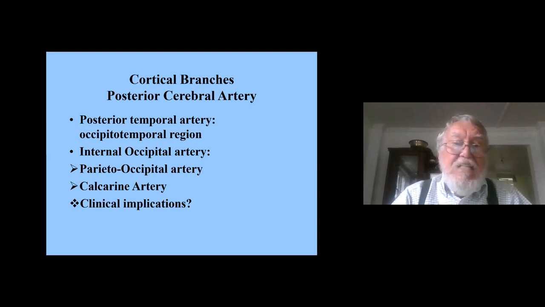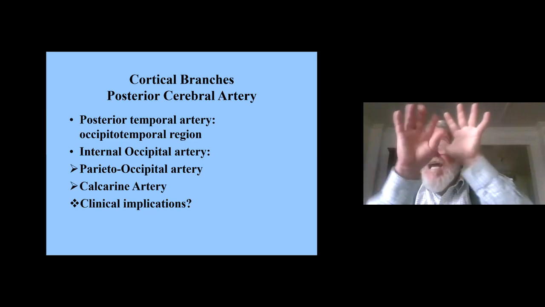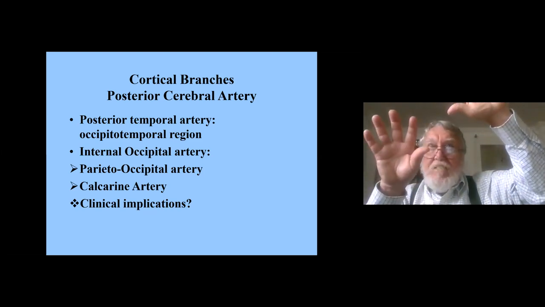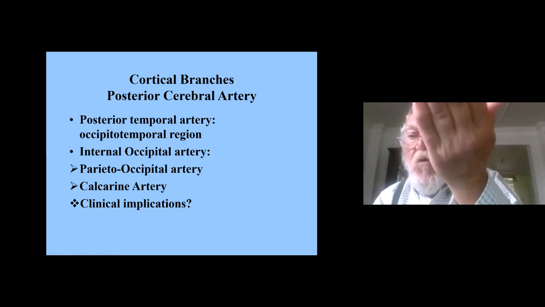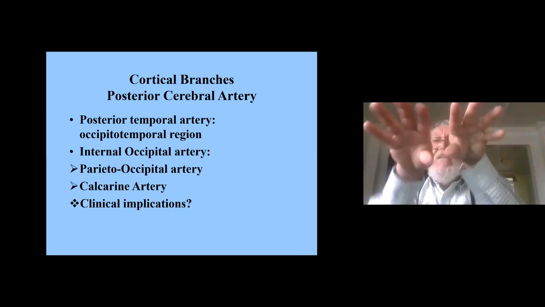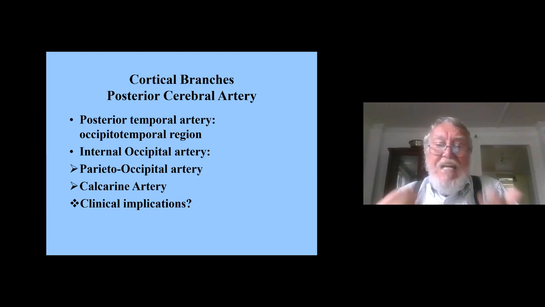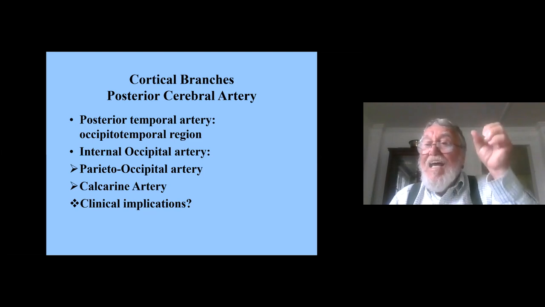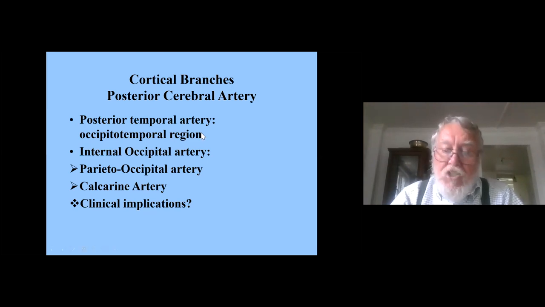Then you have the internal occipital artery, the vision, and the parieto-occipital artery that's going to vascularize areas of the brain that integrate somatosensory and visual. And then the very important artery that we identified on the medial surface of the brain is the calcarine artery, because the calcarine artery runs right along the calcarine sulcus. And on either side of the calcarine sulcus, of course, is primary occipital cortex. And again, basically look at each thing, ask if something got blocked here, and what would be the clinical implications.